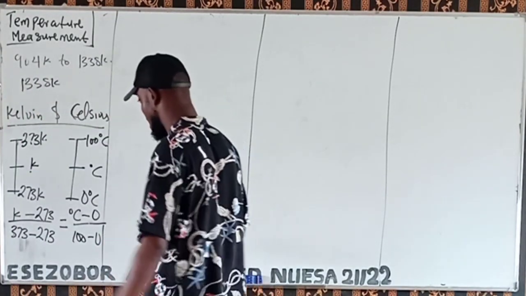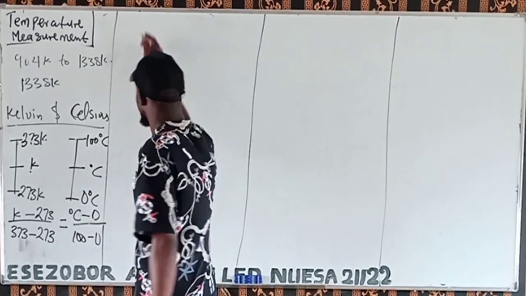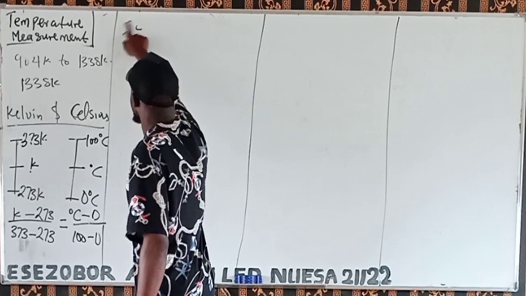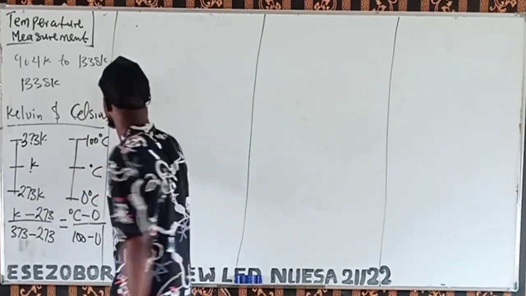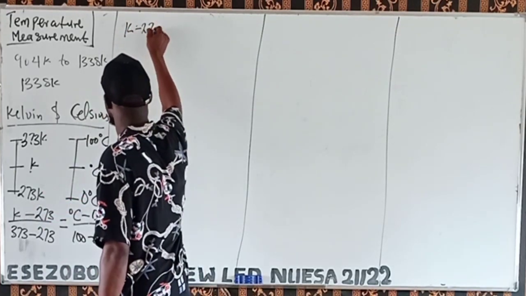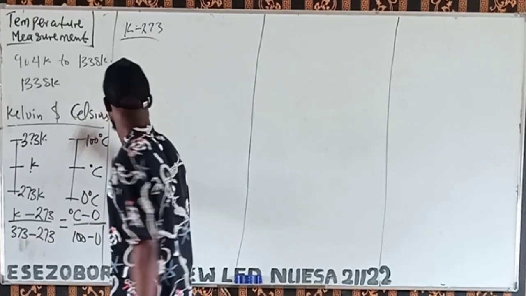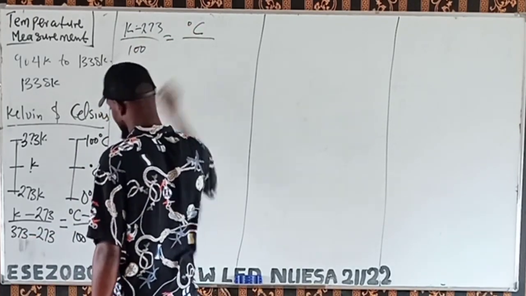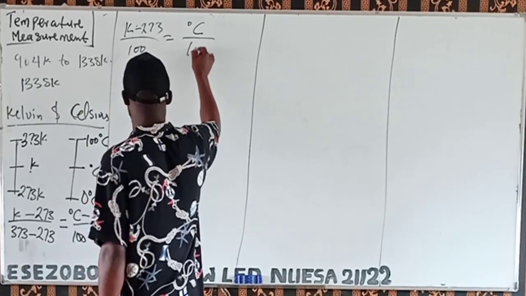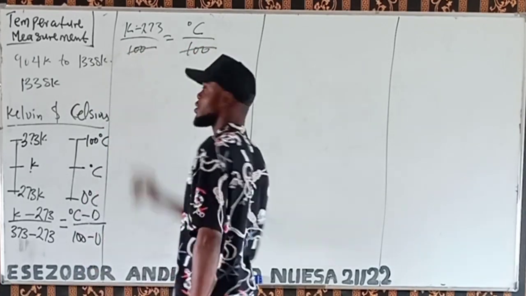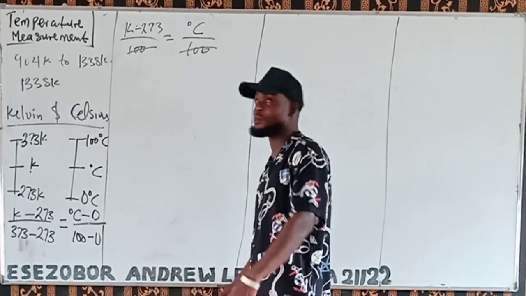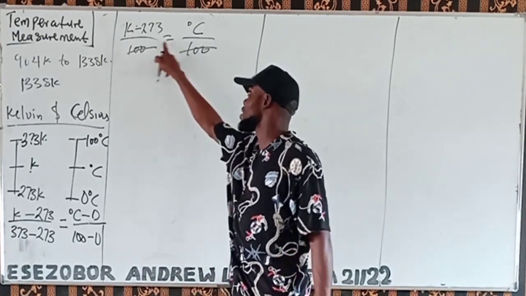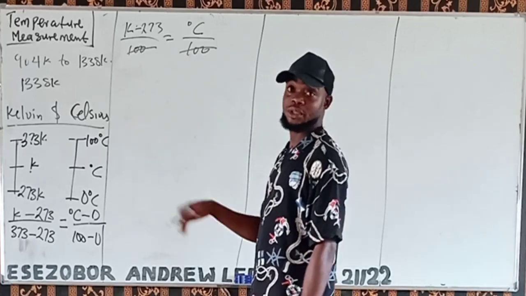If you do that, I'm going to have degree C minus 0, that is degree C. Okay, let us do it this way: K minus 273 over 373 minus 273, which is 100, equals degree C minus 0, which is degree C, over 100 minus 0, which is 100. This 100 will cancel this 100 because they are the same and both are in the denominators, with an equal sign between them.